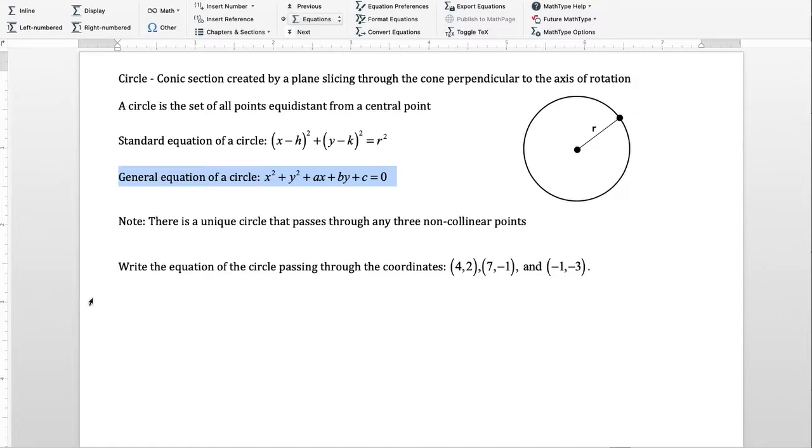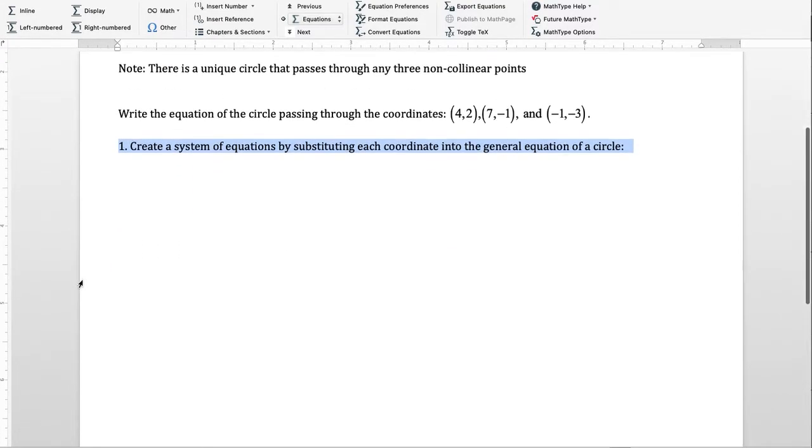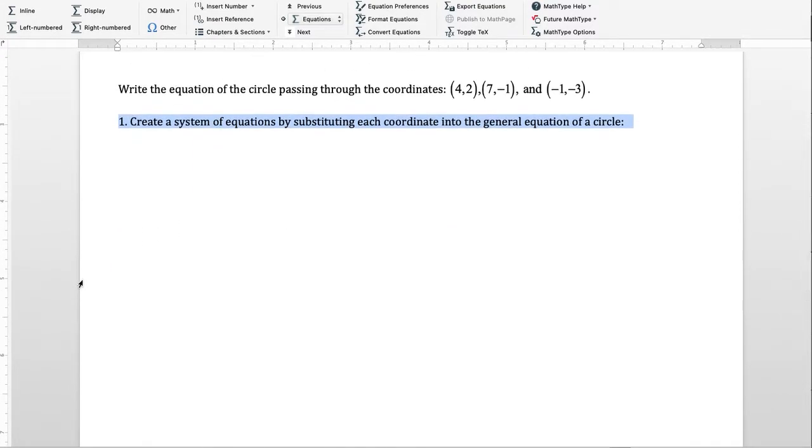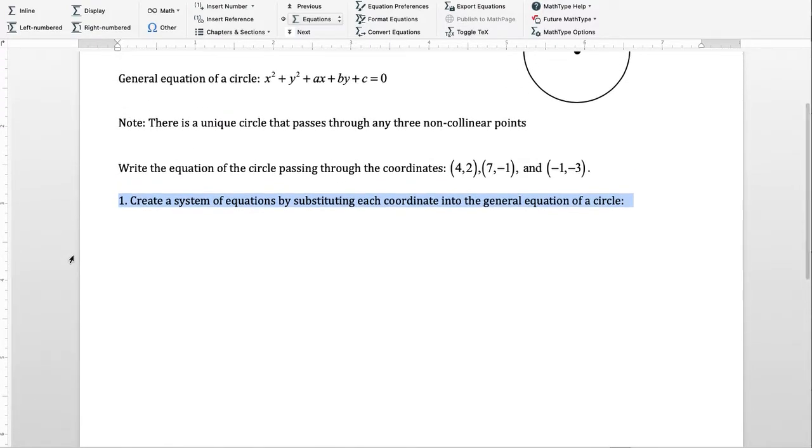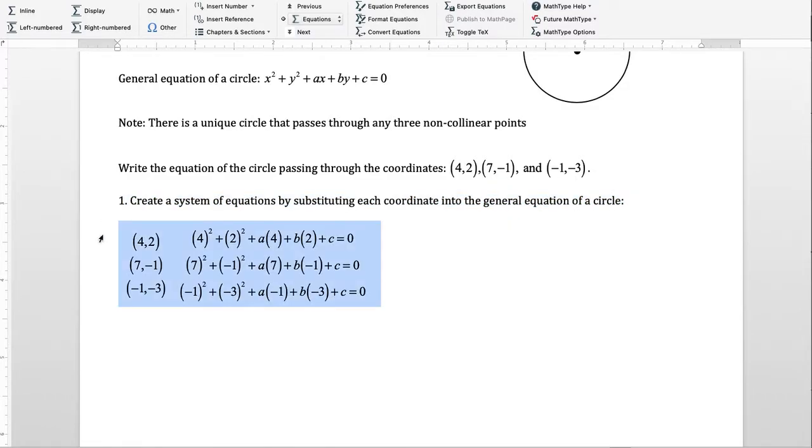So the way we're going to do this is, first off, we're going to create a system of equations by substituting each coordinate into the general equation of a circle. I'm going to take that (4, 2), (7, -1), and (-1, -3), substitute it in. That gives us these values.